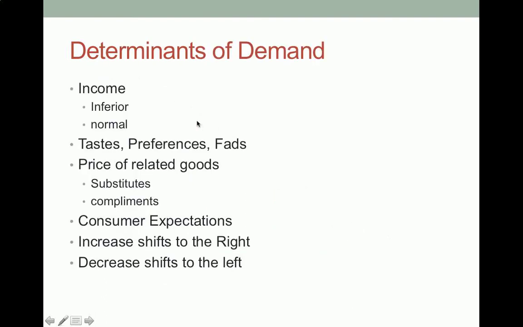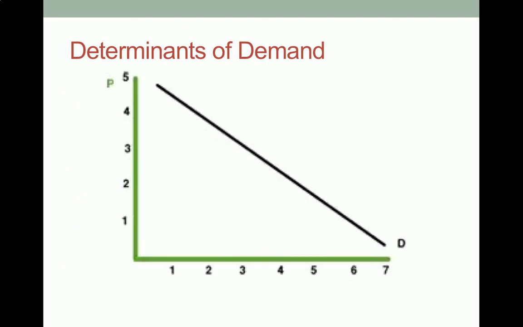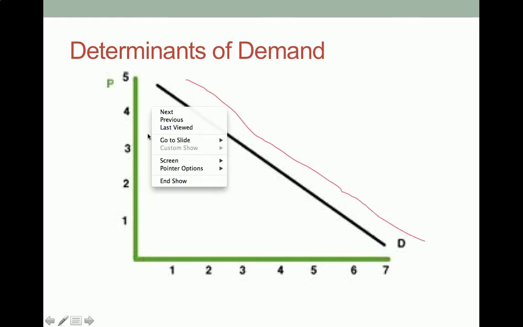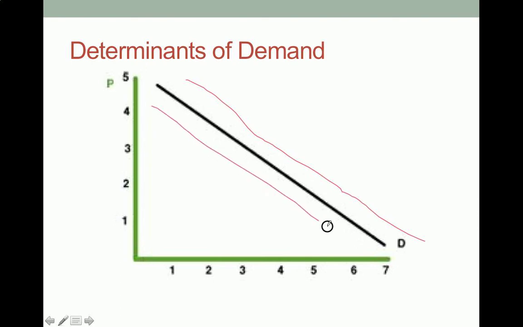The things that cause the whole entire curve to shift: income, taste and preferences, price of related goods, consumer expectations. If you have any questions over those, let me know. If we increase demand, we're going to shift it to the right. If we decrease demand, we're going to shift it back to the left. Those are all things that we've gone over before. Once again, just a review: an increase in demand shifts the whole curve to the right, and a decrease in demand is a shift of the whole curve to the left.